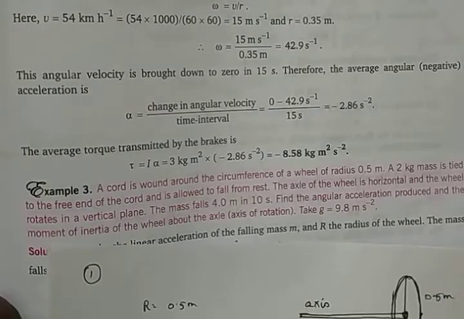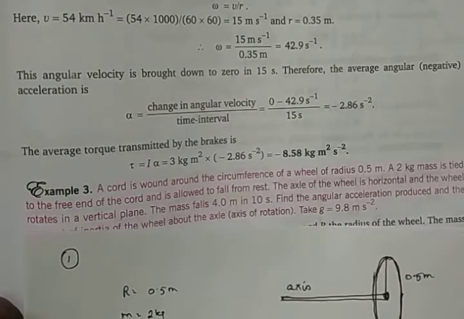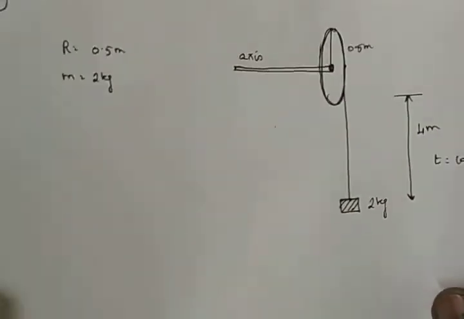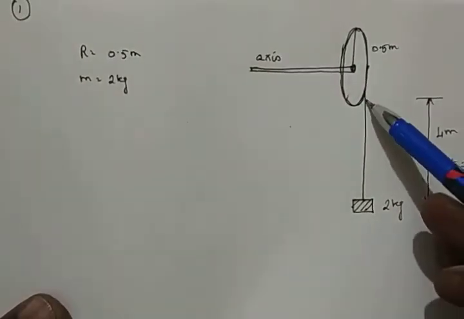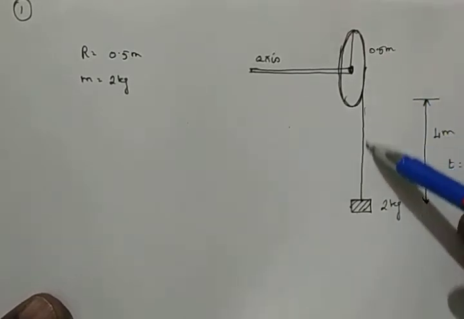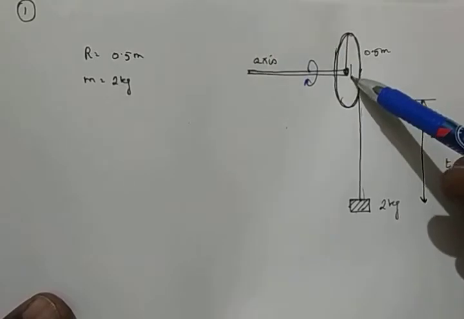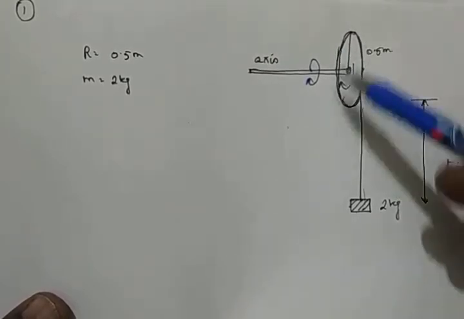The next one is, the mass is allowed to fall from rest. So it is just falling from here and going down. That means when it is going down, what happens to the wheel? It will rotate fast. The wheel also rotates very quickly because the mass is just coming down.